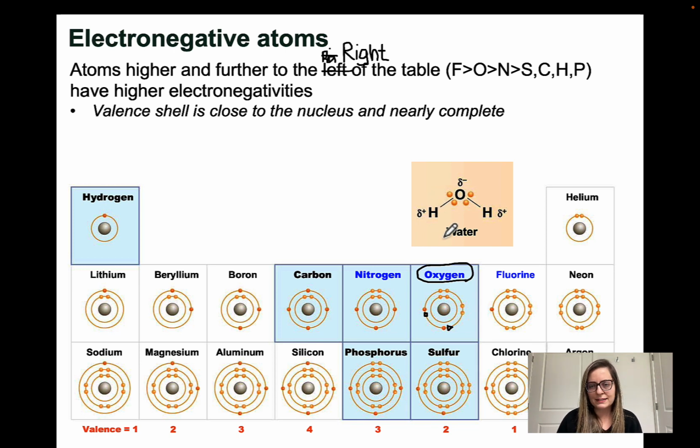And what this does is it contributes to partial charges. So the oxygen is slightly negative and the hydrogen is slightly positive, as shown here with these symbols. And we're going to explain in the next podcast how that contributes to some really unique features of water.